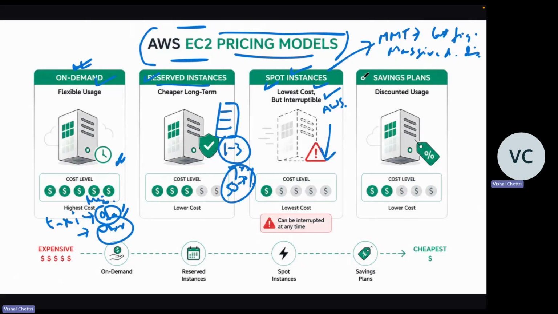Now, the next important concept is about savings plans. What is a savings plan? What exactly is it? It is the modern version of reserved, where flexible, simple, still huge discount. Rule of thumb says dev environment uses on-demand, production uses a savings plan. So the cost level is also very reasonable out here. And many of the dev environment people use the on-demand only.